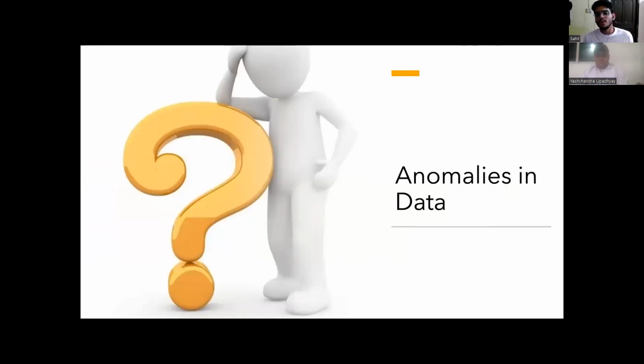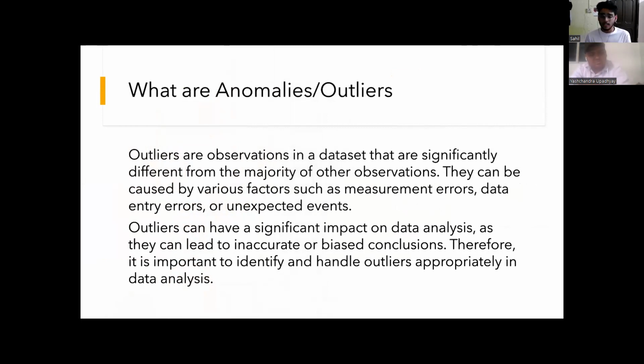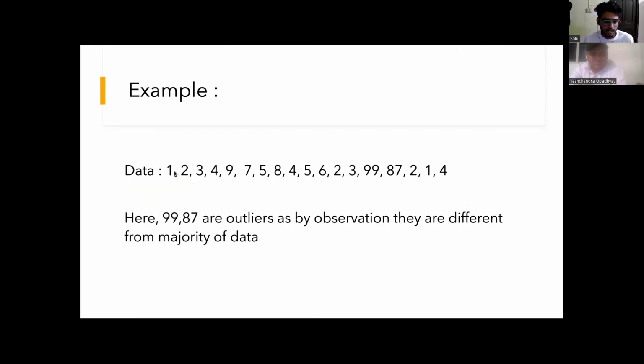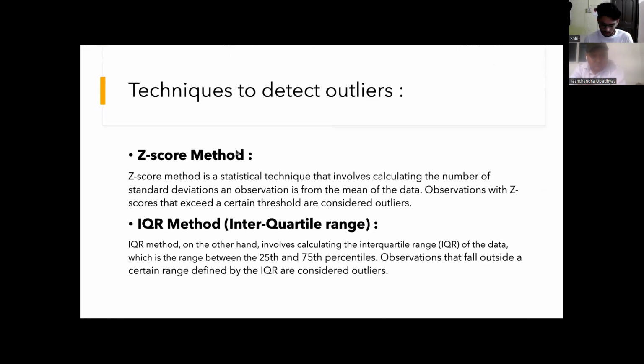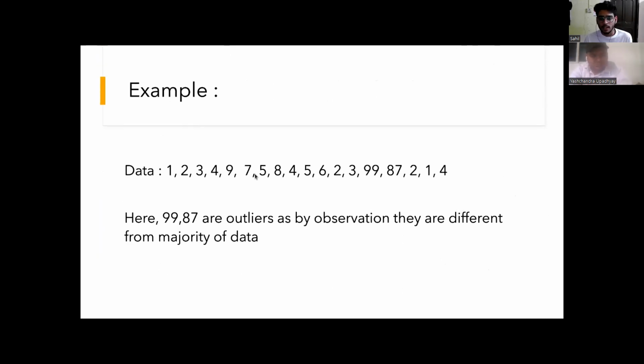Before moving on, we must know what anomalies in data are, because as a data analyst, we should know there can be errors and mistakes in data. So what are anomalies? We can say these are outliers. Outliers are those data points in our data which are different from the majority of observations. For example, here you can see this data: 1, 2, 3, 4, 9, 7, 5. And you can see these two values, 99 and 87, look quite different from the other values. So these are outliers. How can we detect outliers?